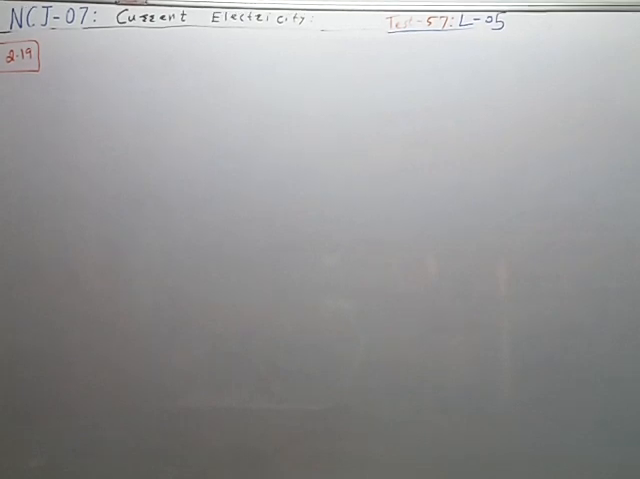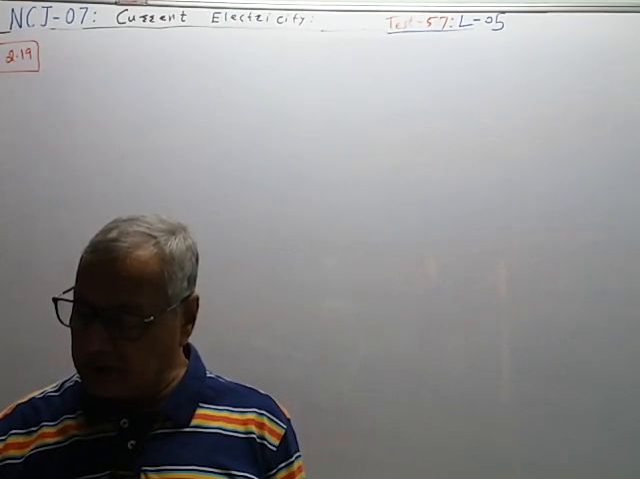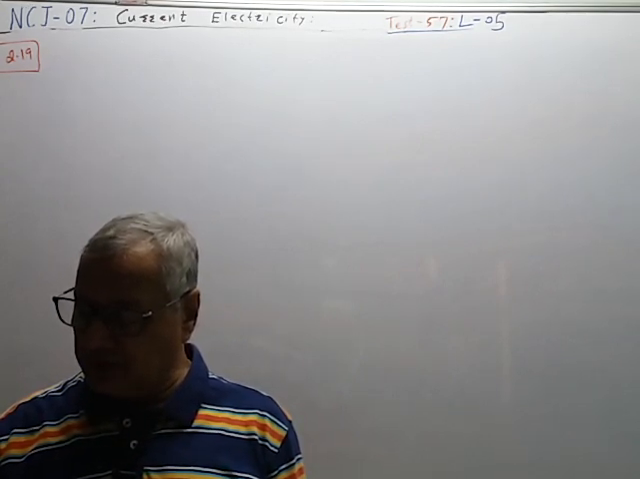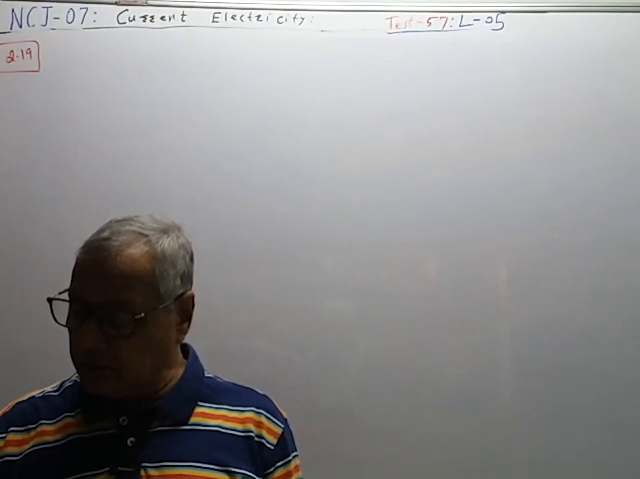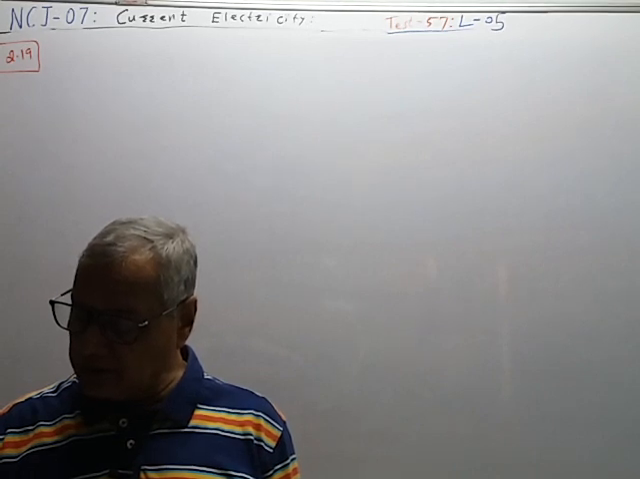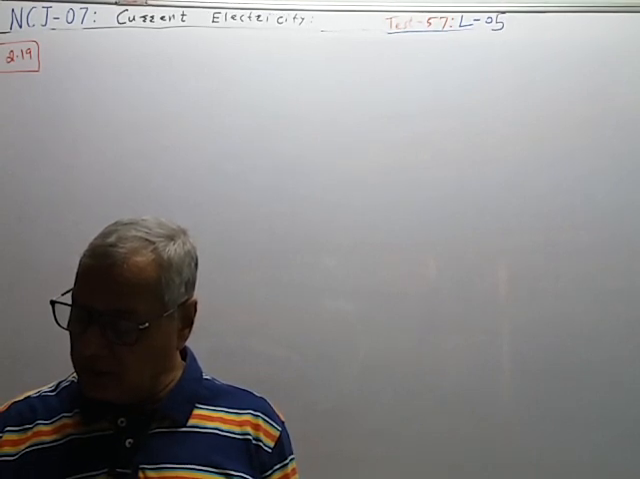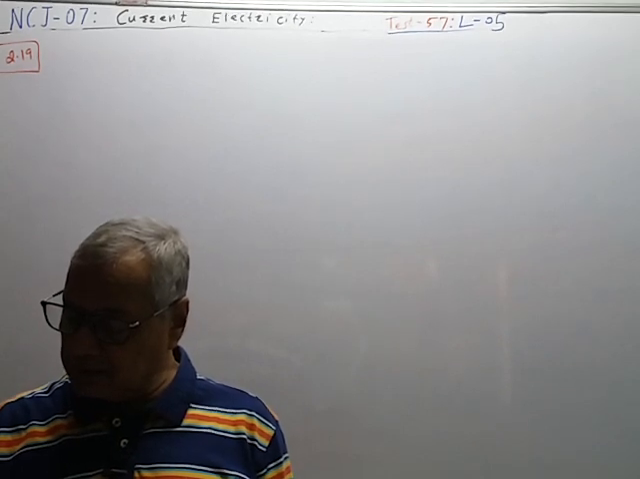Next problem, question number 90. An energy source will supply a constant current into the load if its internal resistance is: A, equal to the resistance of the load; B, very large as compared to the load resistance; C, 0; D, non-zero but less than the resistance of the load.